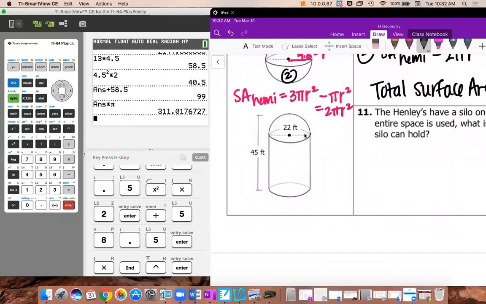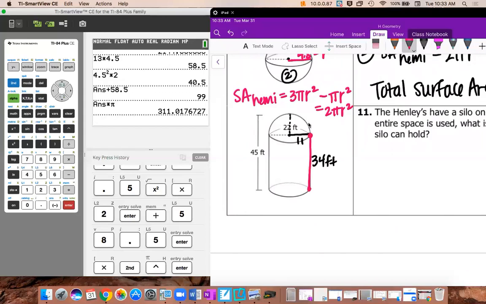So let's see, if the diameter of our hemisphere is 22, that means the radius is going to be 11. So the radius across here is going to be 11, which is also going to be the same as the height going up and down. So that means I need to take 11 away from this 45 to figure out what the height of my cylinder is. So if I do 45 minus 11, I get the height of my cylinder. So just from here down to here is going to be 34 feet.